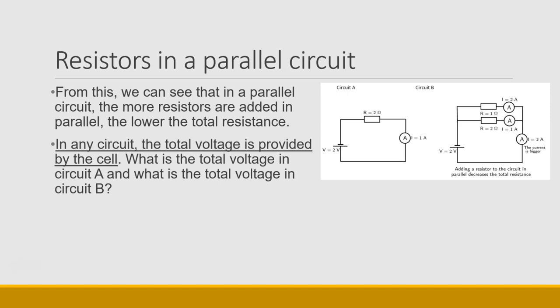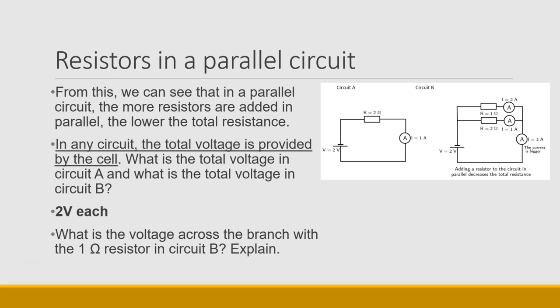We also learned that in any circuit, the total voltage is provided by the cell. What is the total voltage in circuit A and in circuit B? It is 2 volts in each circuit. Zooming in on circuit B, what is the voltage across the branch with a 1 ohm resistor? So we know that in a parallel circuit, the voltage across each branch is equal to the total voltage. So it will be 2 volts because in a parallel circuit, Vt equals V1 equals V2.